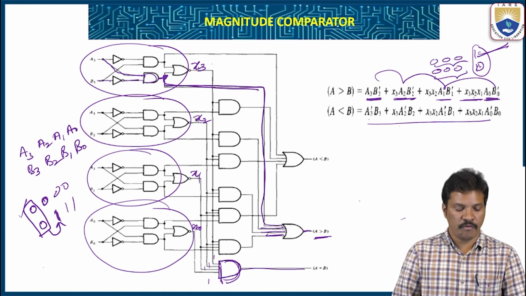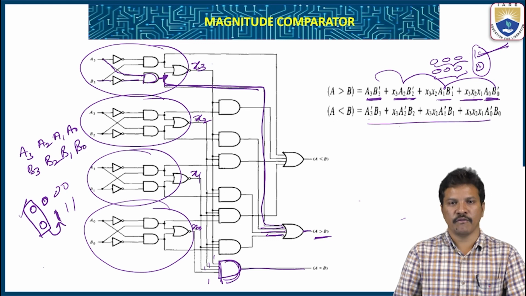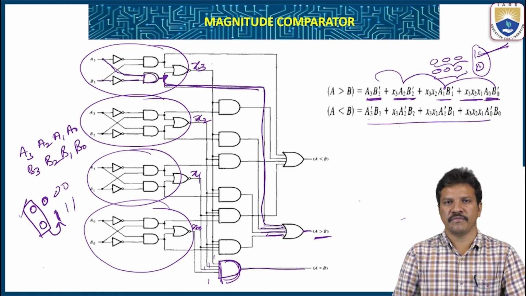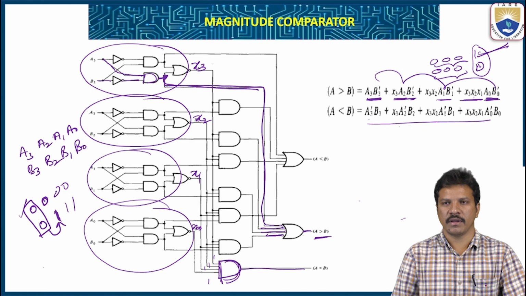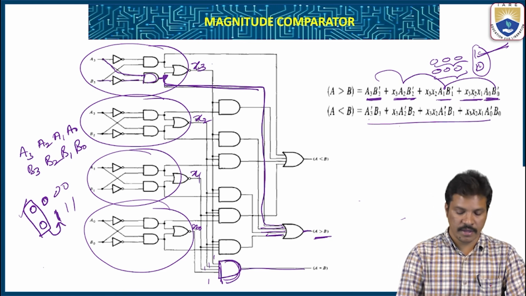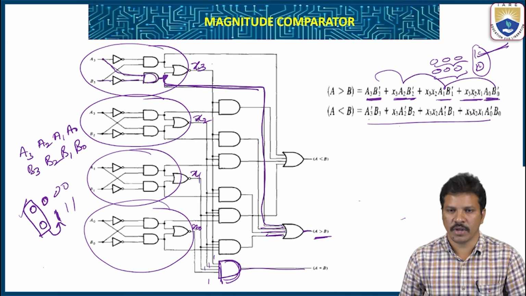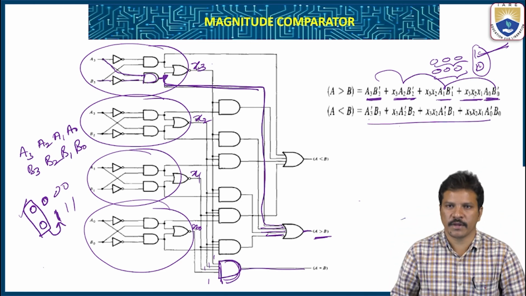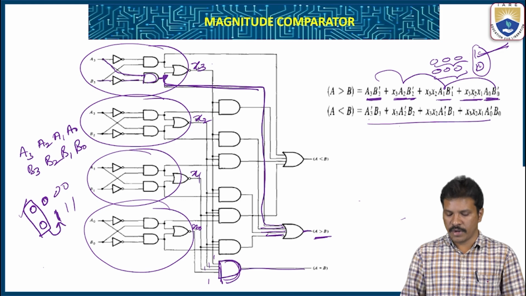So with the help of the magnitude comparator, we can compare 4 bits of A and 4 bits of B at a time, and it will give the output whether it is A equal B, A greater than B, or A less than B. So this is what we cover about combinational circuits: adder, subtractor and comparator.